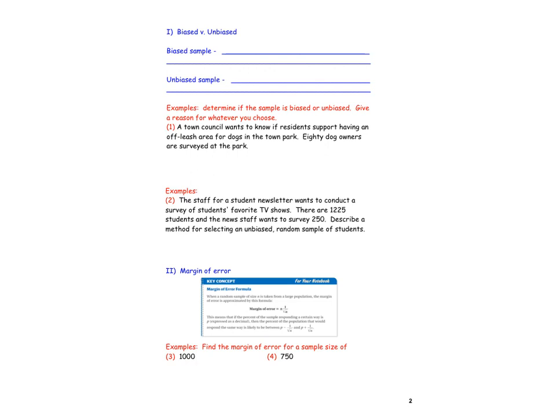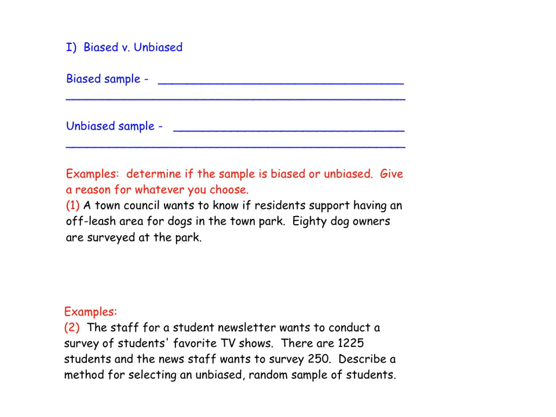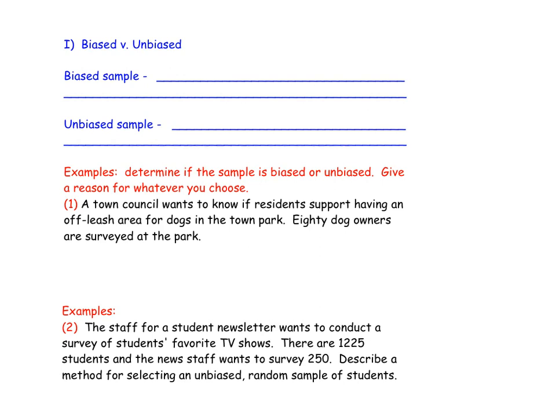So when we make a prediction based on a sample of people, we want that sample to be as unbiased as possible and as representative of the entire population. So that's literally what a biased sample is. A biased sample is a sample that is not representative of the entire population.